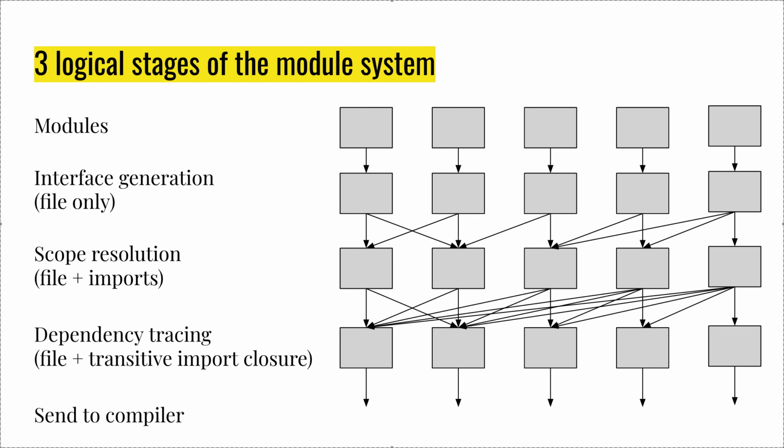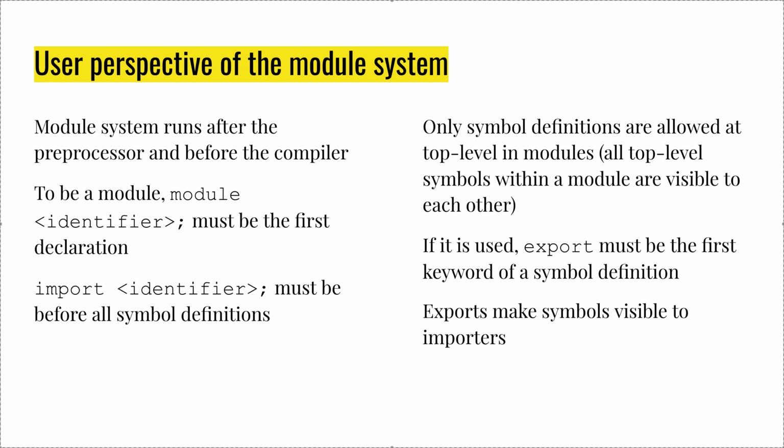Looking at it at a high level, each of these file columns represents a module, and we first perform interface generation on each of them in parallel, followed by scope resolution and dependency tracing. This results in a .c file which we can send off to the C compiler to compile into machine code. Now, let's look at this from the user perspective.